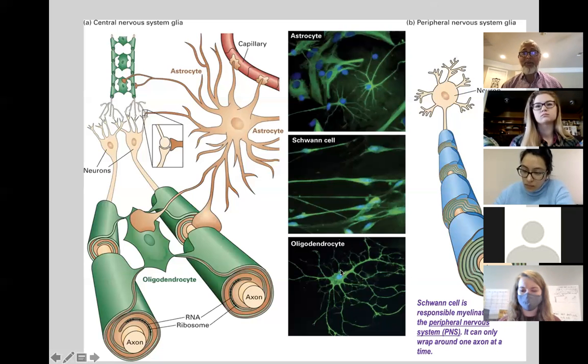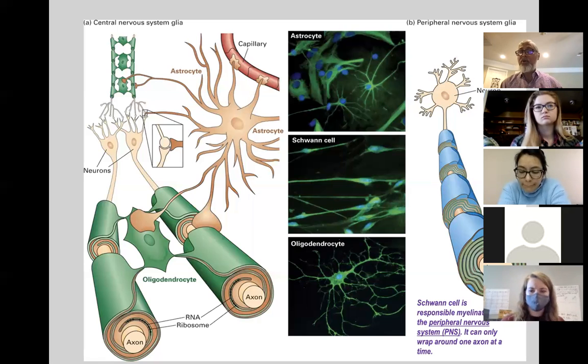Anyway, so this is an oligodendrocyte. Most important, what the oligodendrocyte does, it is a glial cell, and it does myelination of the central nervous system. Okay, and this is a Schwann cell, another glial cell that will produce myelination of the peripheral nervous system. And this one is an astrocyte. We don't worry much about astrocytes at this point. Okay, so these are the three types of glial cell: astrocytes, oligodendrocytes, and Schwann cells.